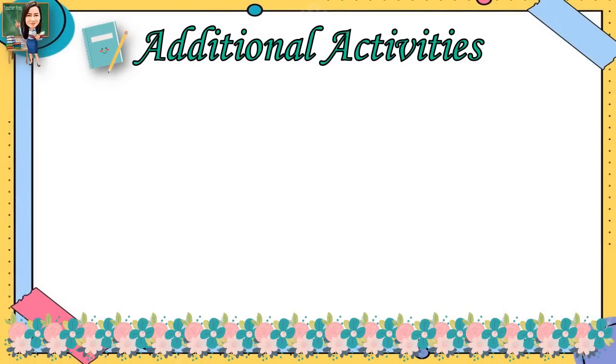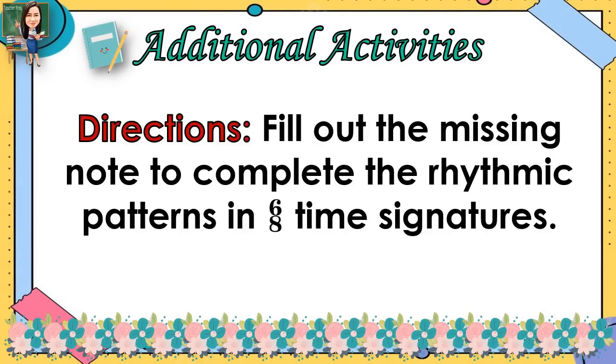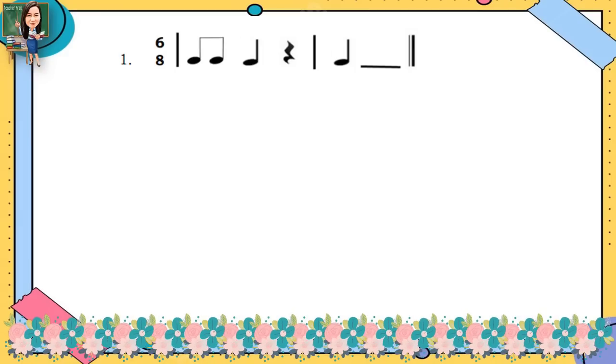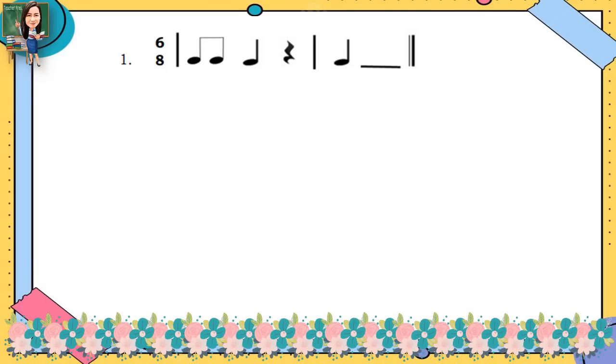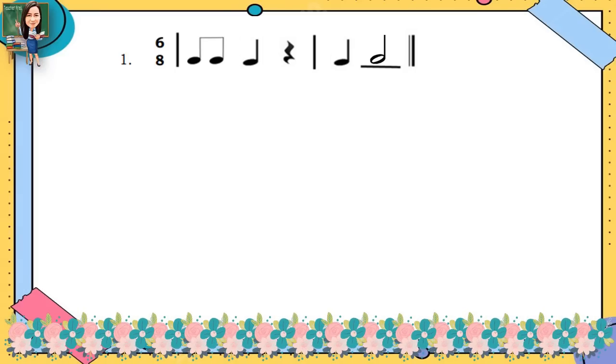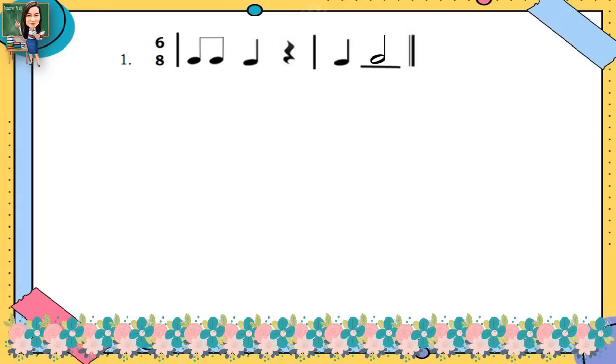For additional activities, fill out the missing note to complete the rhythmic patterns in 6/8 time signatures. What is the missing note for the second measure? Very good. The missing note is half note. Quarter note has 2 beats plus half note has 4 beats equals 6.